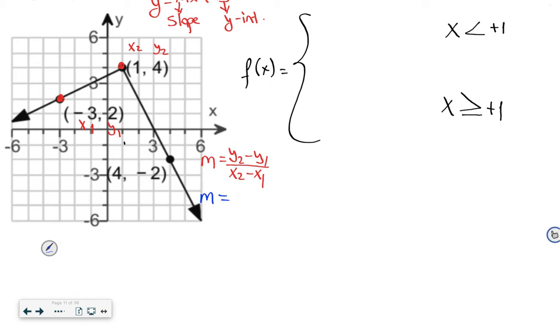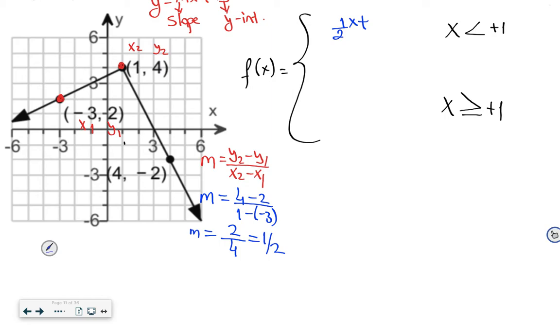Slope is 4 minus 2 over 1 minus -3. From here, you get 2 over 4. If you simplify by 2, you will get 1/2. So this is the slope of the function. Your function is going to be 1/2 x plus b, where b is the y-intercept.